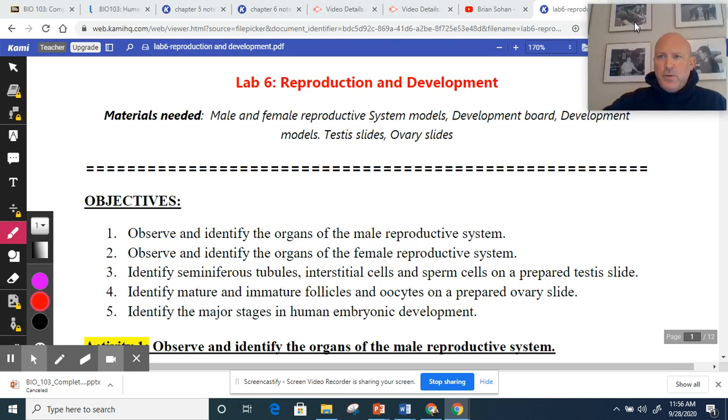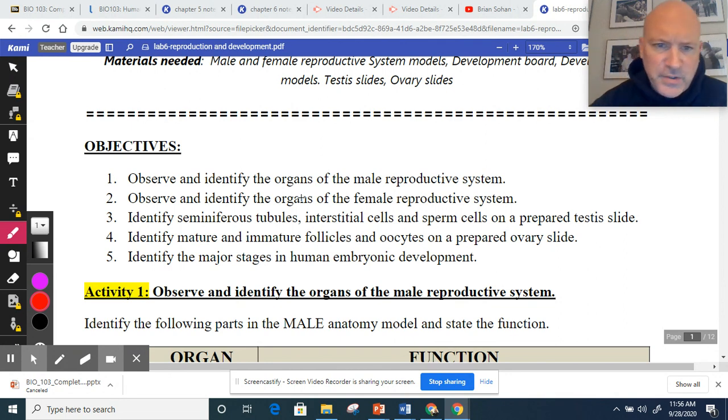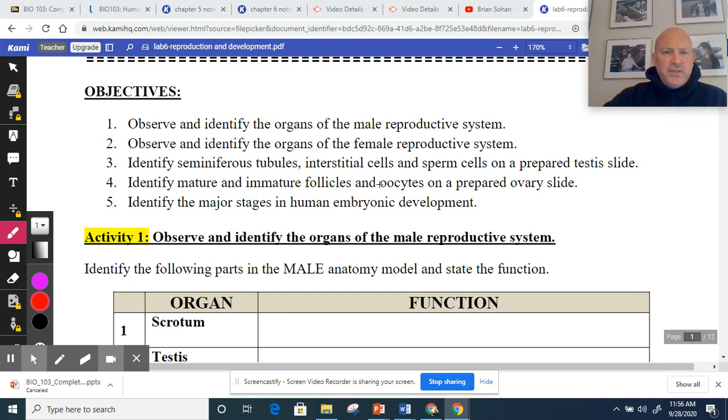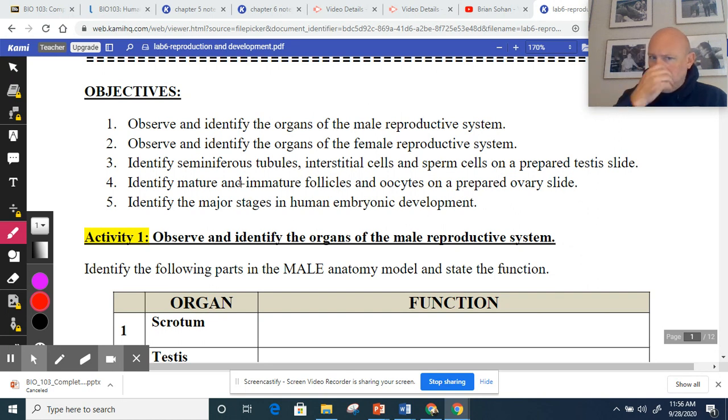All right, here we are, Lab 6, Reproduction and Development. If we look at some of the objectives, first thing we're going to do is identify some anatomy in the male reproductive system and then the female reproductive system. We're going to look at some microscopic observations, specifically in the seminiferous tubules in the testes. We'll see where the sperm cells are being produced. And then again, we'll take a look, microscopic observation inside the ovaries. We'll look at some immature follicles, some mature follicles, and we'll identify some oocytes as well.